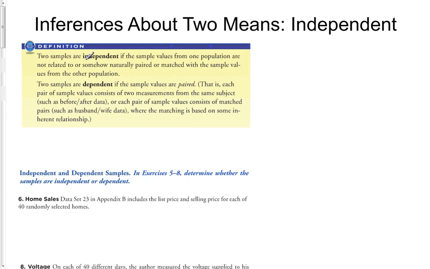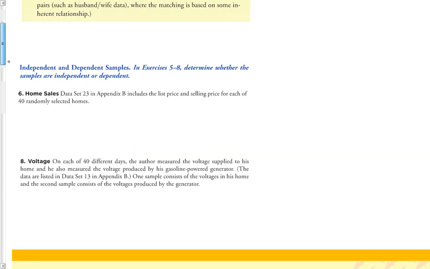Two samples are independent if the sample values from one population are not related or somehow naturally paired or matched with the sample values from another population. Two samples are dependent if the sample values are paired. That is, each pair of sample values consists of two measurements from the same subject, such as before and after data, or each pair of sample values consists of matched pairs, such as pairs of husbands and wives, where the matching is based on some inherent relationship that they have with each other. Okay?